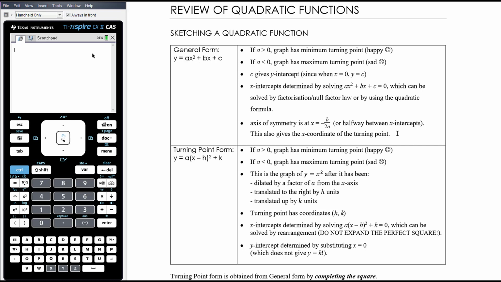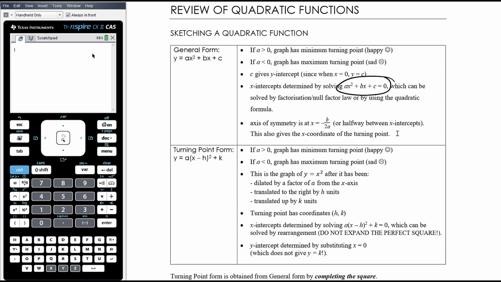So x-intercepts are determined by solving this equation, which, if you can factorize it and use the null factor law, you're going to do that. If it won't factorize, you use quadratic formula to solve it. You can complete the square and then solve, but actually that's what the quadratic formula is. The quadratic formula is a shortcut for completing the square. So I never use completing the square to solve an equation. It drives me mad when textbooks spend a lot of time asking you to solve this equation by completing the square. You just wouldn't. That's what the quadratic formula is.